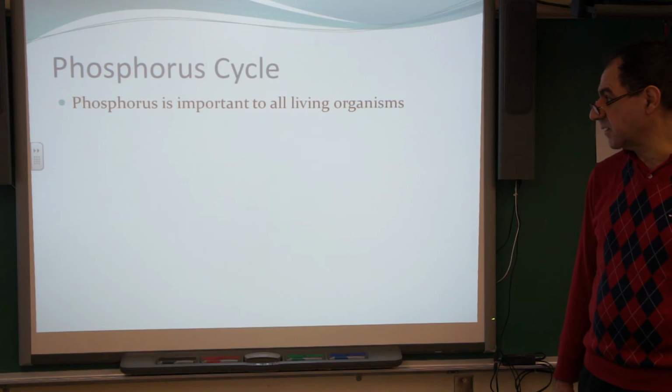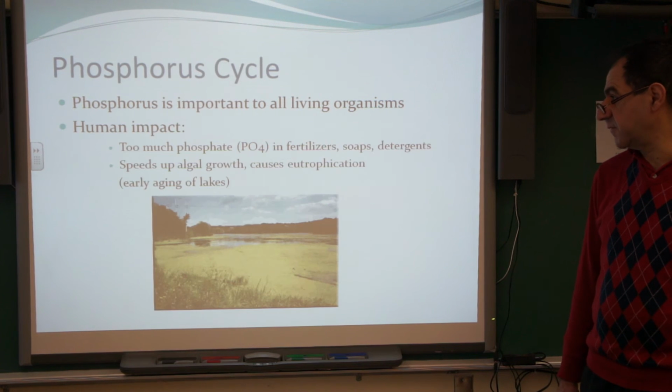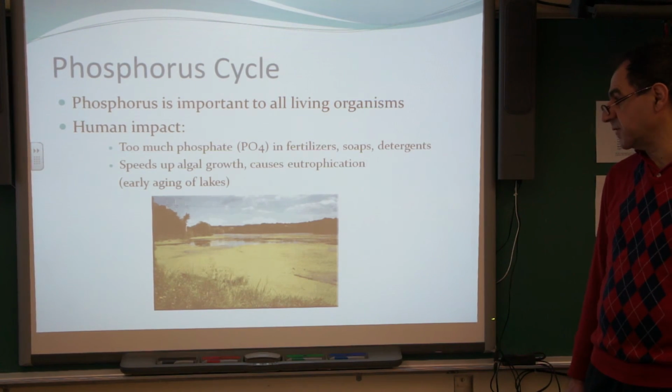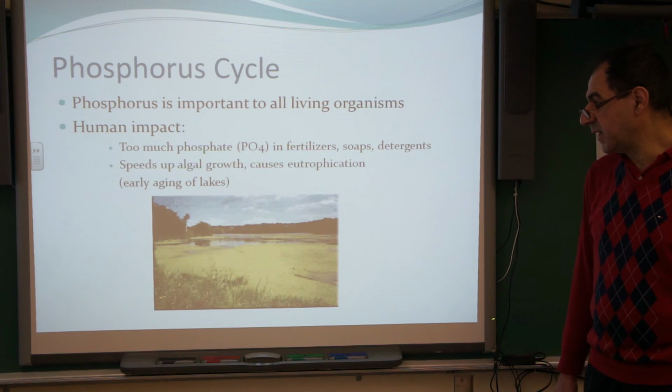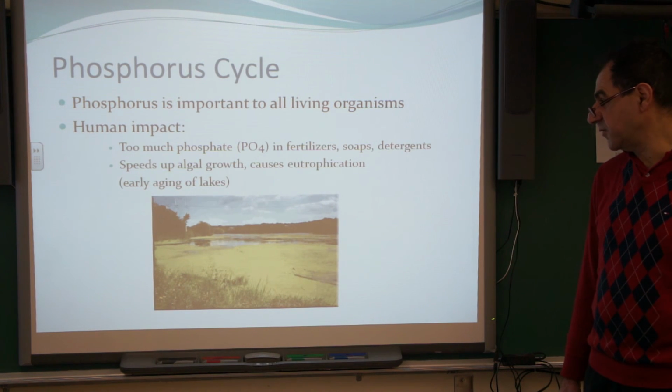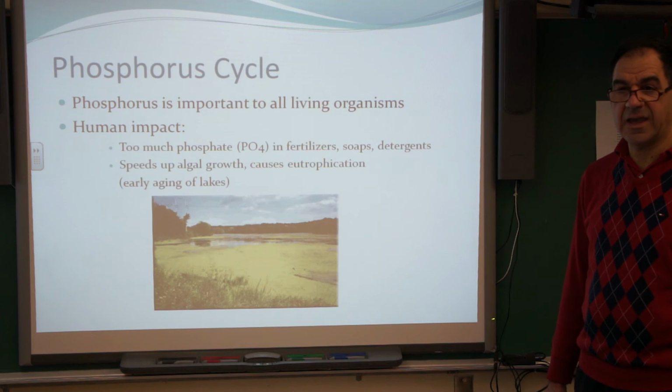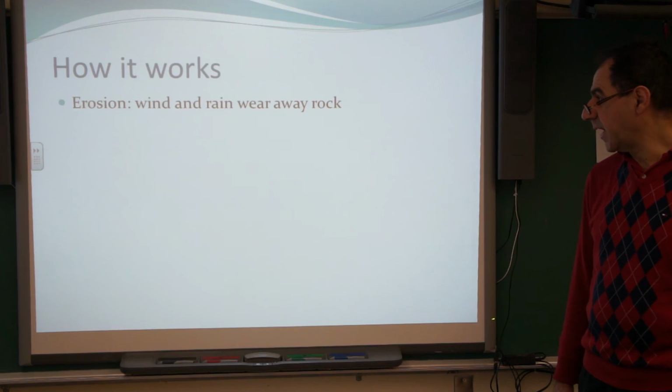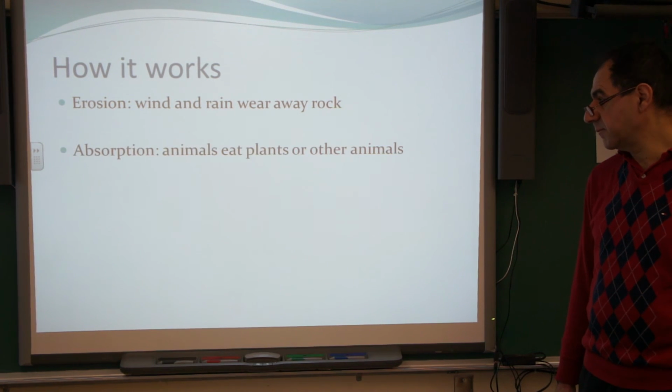Finally, the phosphorus cycle is important to all living organisms. Human impact: too much phosphate in fertilizers, soaps, and detergents ends up speeding up algal growth, causing eutrophication, which is early aging of lakes. How it works: erosion: wind and rain wear away rock.